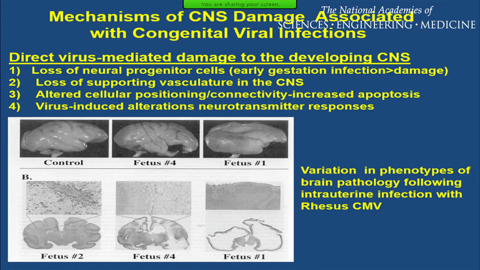In the middle there, one of the fetuses inoculated under the same condition shows another pattern of pathology in the sense of loss of certain areas of the brain, focal infections, and focal loss of the cortex. So again, the pathology is probably dependent on the magnitude of each of these possible mechanisms of disease.